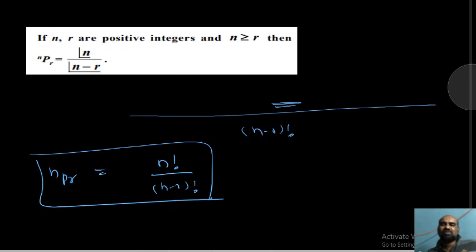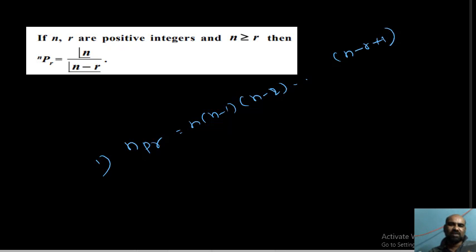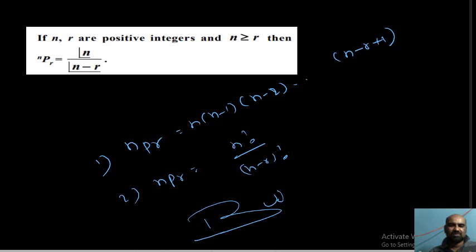Now I want to conclude, students. I don't want to waste your time. Two things are there for nPr. nPr can be remembered as n into n minus 1 into n minus 2 into so on up to n minus r plus 1. Okay. Second way, nPr equal to n factorial by n minus r factorial. That's all. Both give the same meaning, both give the same results. Okay. But important note. Very, very important.